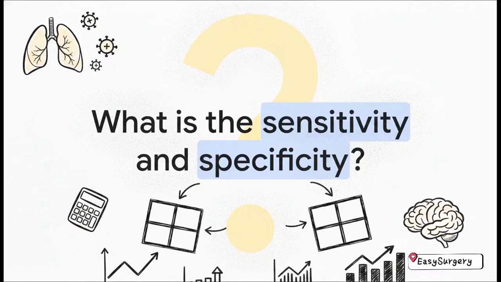Think back to our formulas from the 2x2 table. Sensitivity is true positives divided by the total with the disease. That's 125 over 150, which gives you 83%. Specificity is true negatives divided by the total without the disease. That's 280 over 300, which equals 93%. Getting comfortable doing this math under pressure is vital.